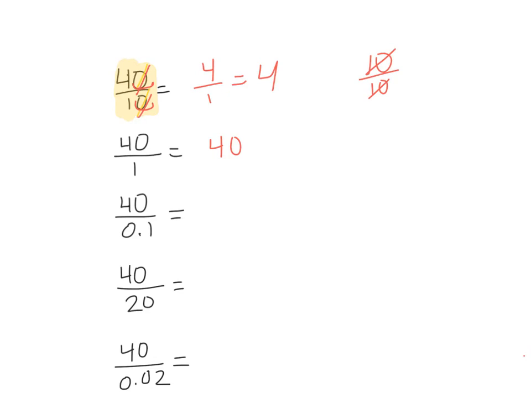Now on this one, we go down to our 40 divided by 0.1. A lot of people don't feel comfortable multiplying or dividing with decimals, so we want to get rid of this decimal. So if we move this decimal over to the right one, then we do the same thing to the numerator. We move this decimal over to the right. So that would become 400 divided by 1, which is 400.